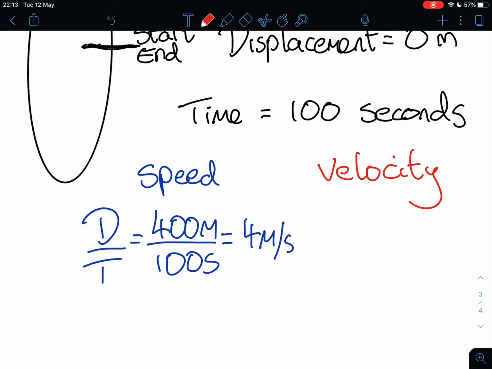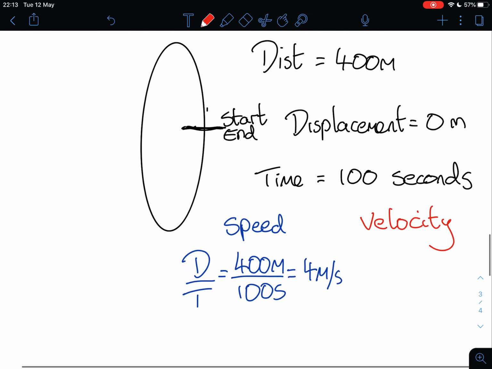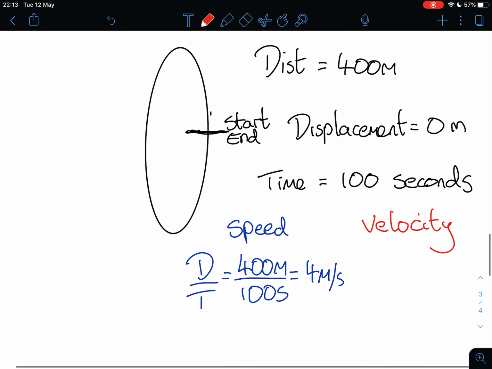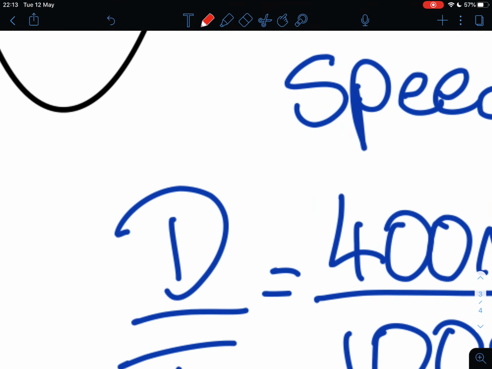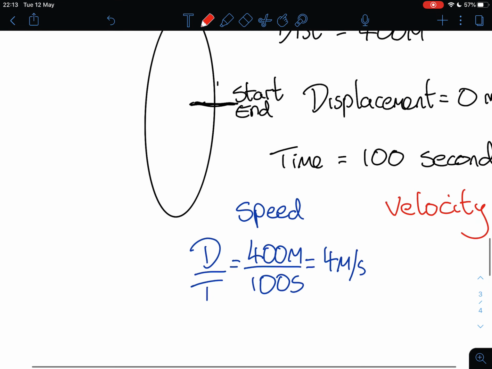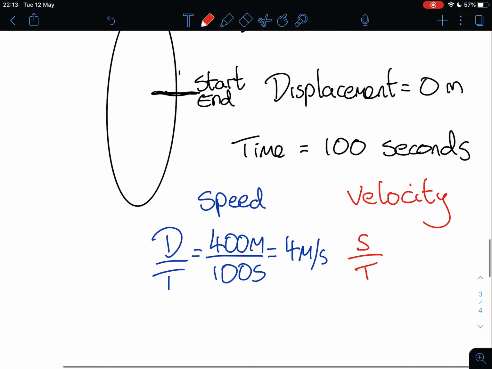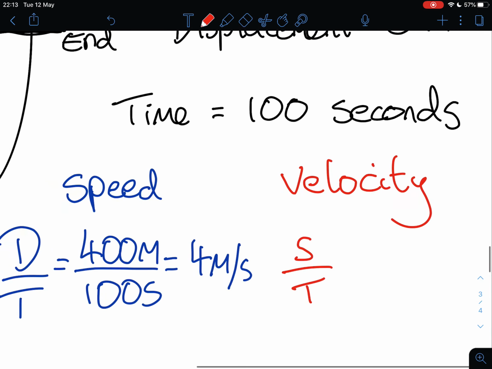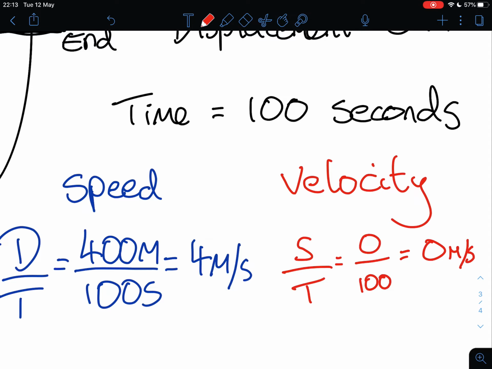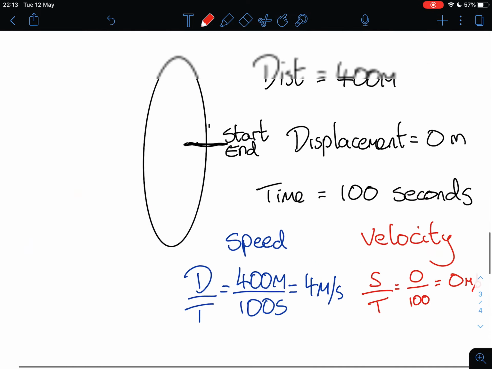This one, though, is weird. Velocity. The displacement. Now we've got a problem. I can't put D for displacement because distance has already nicked it. So we put an S, a little s, which is a pain in the bum because S usually means speed. But you'll see it written in books as little s. So displacement. Our displacement is 0 over 100, which gives us 0 meters per second. Isn't that weird? But here's the reason why.